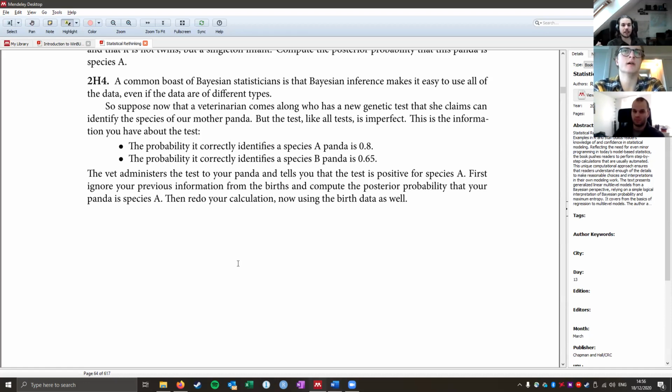The probability it correctly identifies a species A panda is 80%. The probability it correctly identifies a species B panda is 65%. The vet administers the test to your panda and tells you that the test is positive for species A. First, ignore your previous information from the births and compute the posterior probability that your panda is species A. Then redo your calculation, now using the birth data as well.